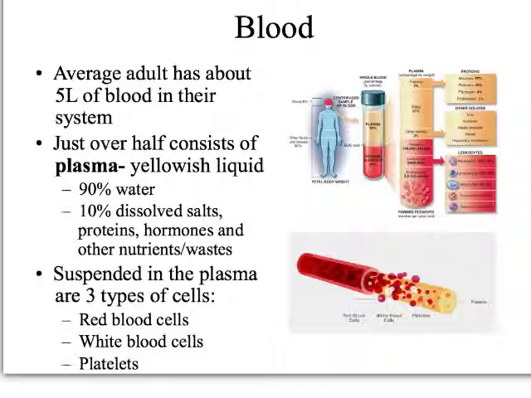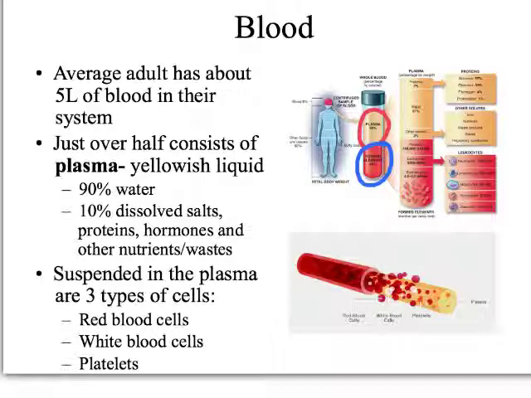Now, of that blood, just over half of it consists of plasma. Okay, so about 55% of the blood fluid is what we call plasma. It's a yellowish liquid that contains about 90% water, and then the other 10% is the dissolved salts, proteins, hormones, and other nutrients and wastes that the body is going to circulate to the tissues. Now, the other, about 45%, okay, are suspended cells within the plasma. So the other 45% are made up of either the red blood cells, white blood cells, or platelets.